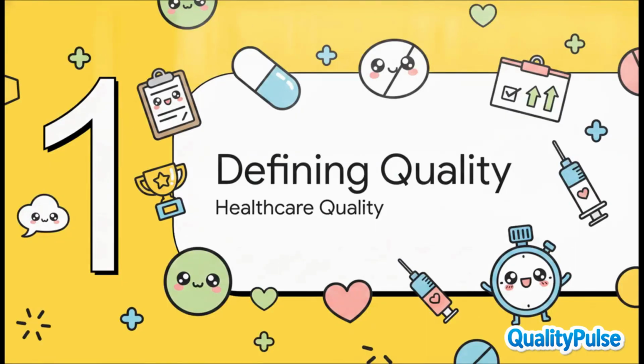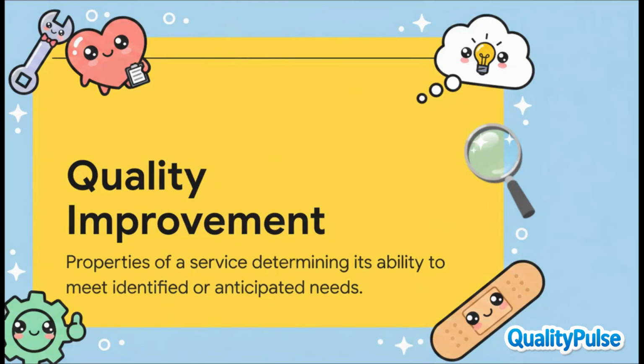Defining healthcare quality. Okay, so according to the International Organization for Standardization, quality is the totality of properties of a service that determines its ability to meet anticipated needs. Now, it's really important to distinguish this from quality control. Quality control just measures the output, like checking if a manufactured pill is the correct weight at the end of the line. But in a clinical setting, we instead focus on quality improvement, or QI.